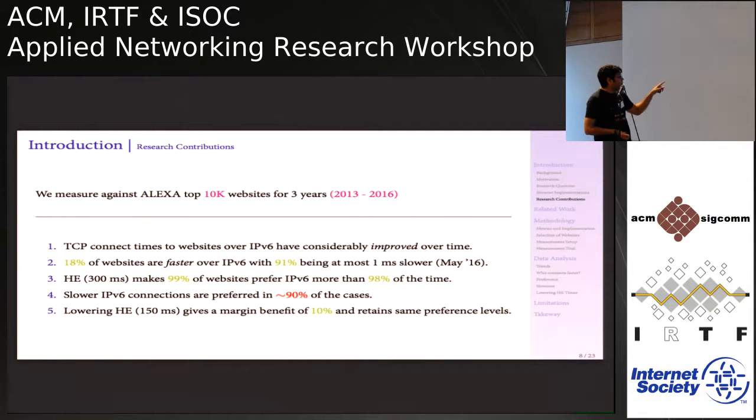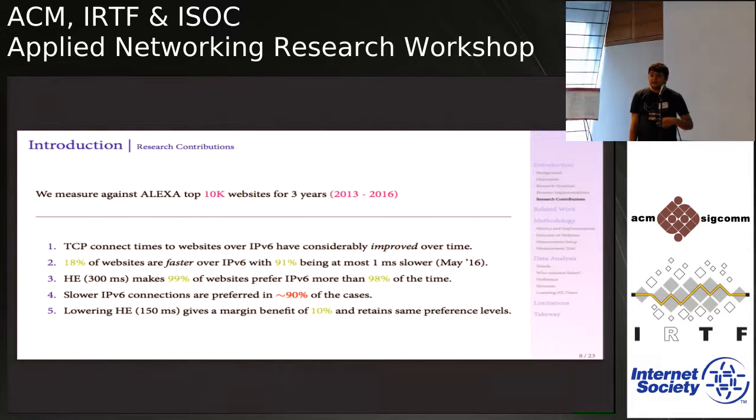However, even though the timer value makes you prefer V6, in 90% of these cases you are preferring a connection over V6 which is slower than V4. And what we suggest is lowering the timer value to 150 milliseconds, which will give you the same preference as I showed you in 3, but will give you an additional margin benefit of 10%.